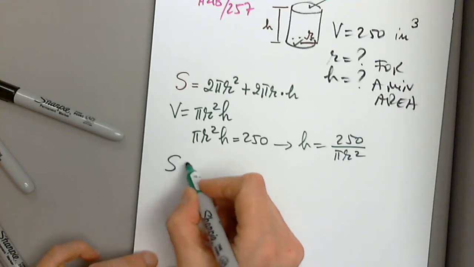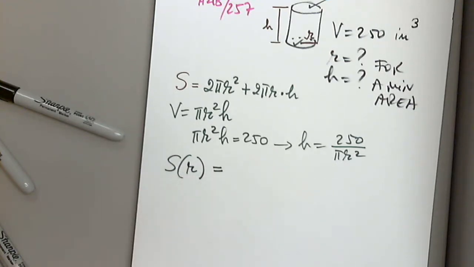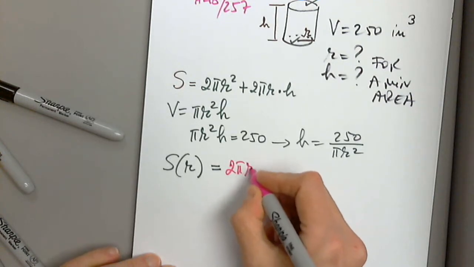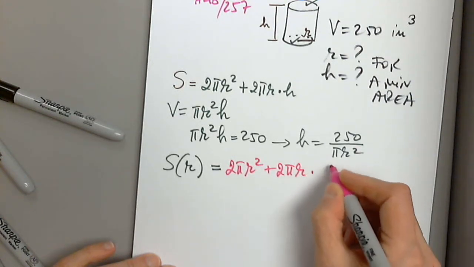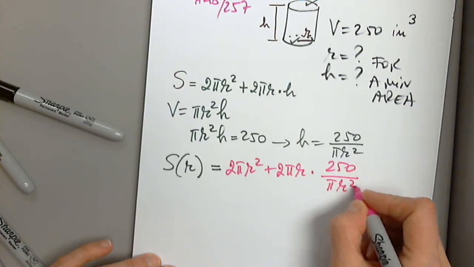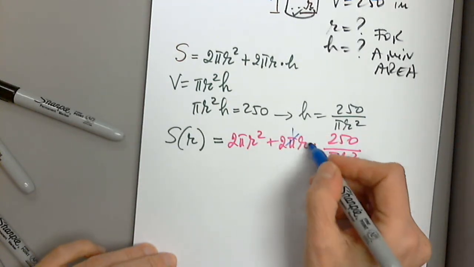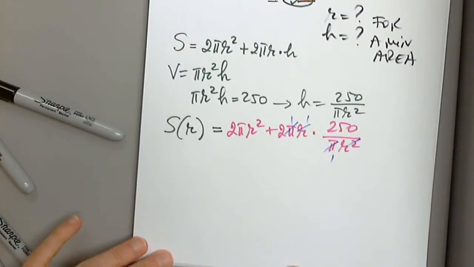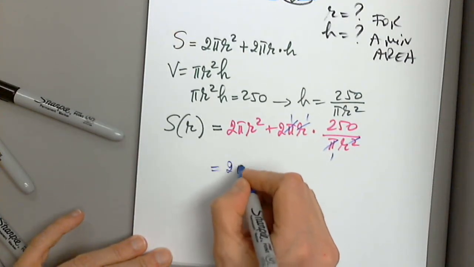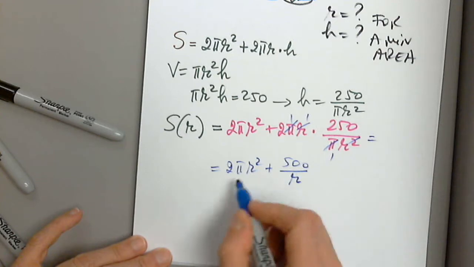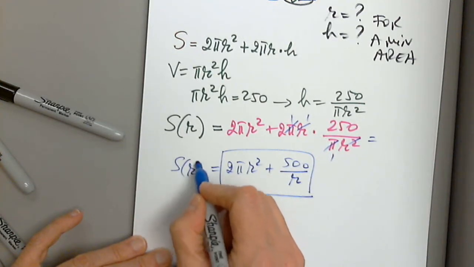Now I can say that S is only a function of r once I replace h by this. So then I have 2 pi r squared plus 2 pi r multiplied by 250 over pi r squared. I'm going to simplify a little bit, but I can't simplify a lot. The pi will go away, and one r will go away. So then I have 2 pi r squared plus 500 over r. This is S of r.